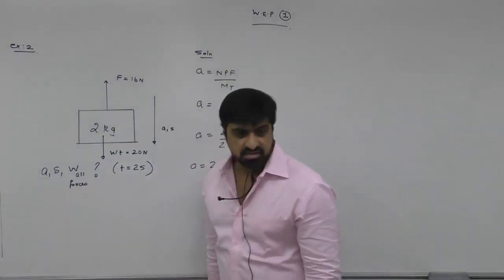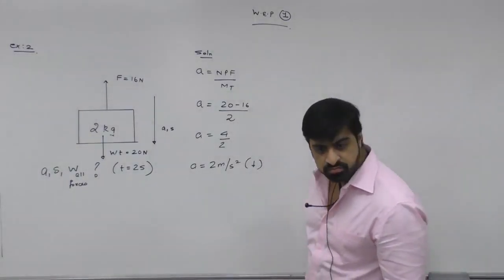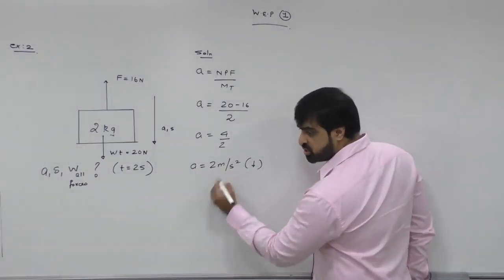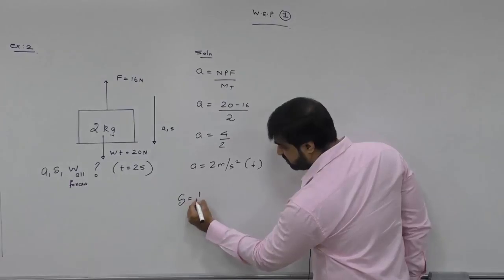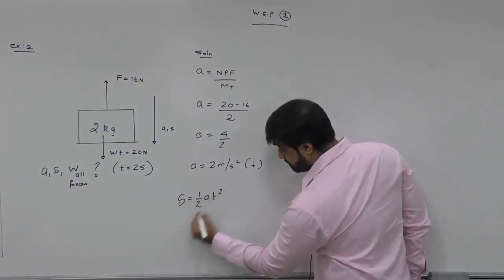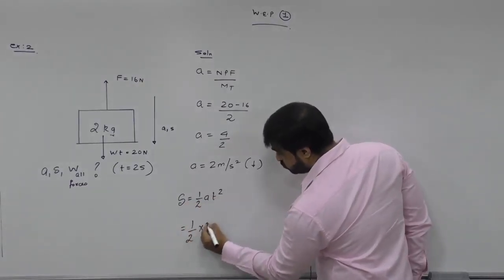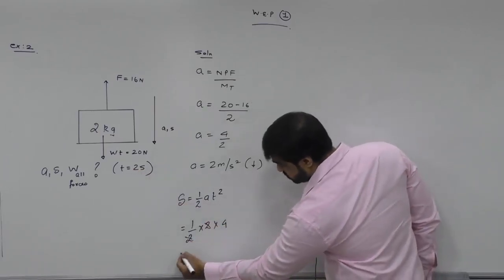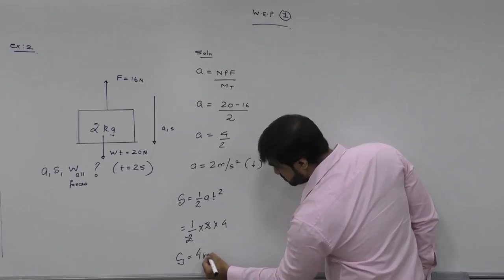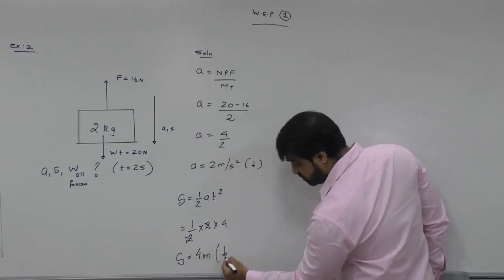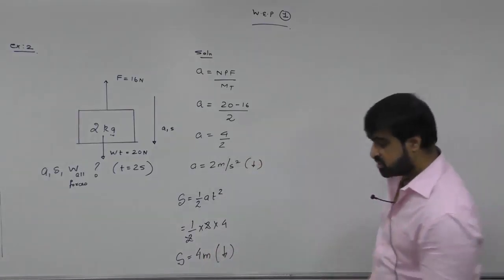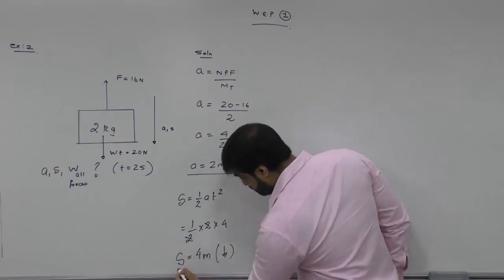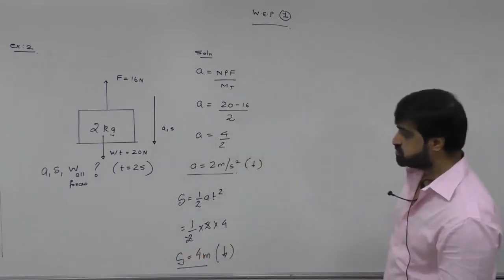I want to find S. Can I say S is ut plus half a t square? Because the acceleration is constant, I can apply the kinematic equation, which becomes half a t square. Half a is given as 2, t is given as 2, square will become 4. So how much is the displacement? 4 meters. Where? Downwards. Correct? So this is A and this is S.